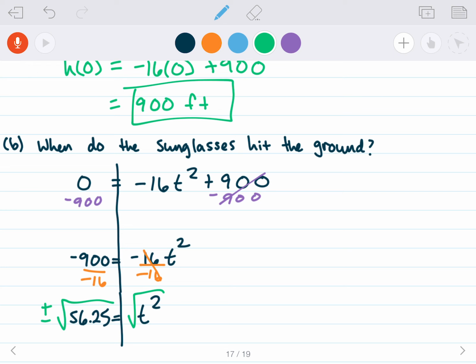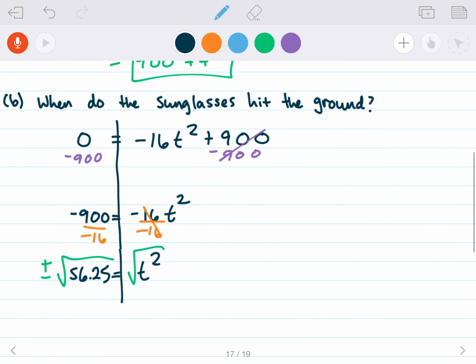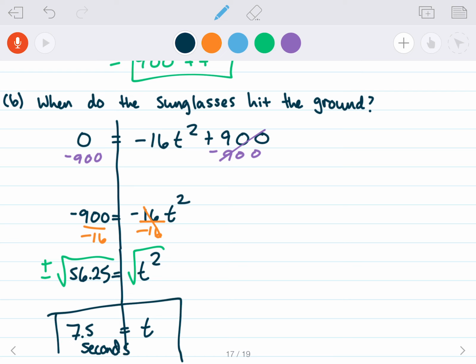But we're going to throw away the minus because we're talking about a real world situation where we're looking for time, and time can't be negative. So on the right, we're left with t, and on the left, we want the square root of 56.25, which is going to give me 7.5, and this is in seconds. So 7.5 seconds, the sunglasses are going to hit the ground.